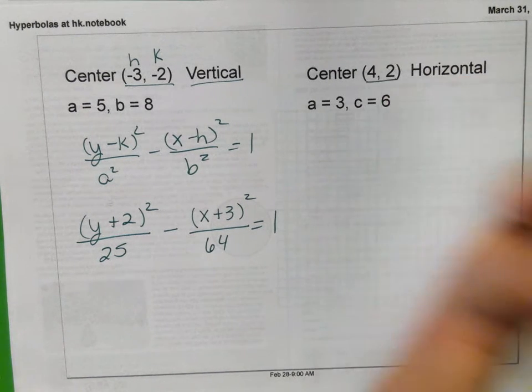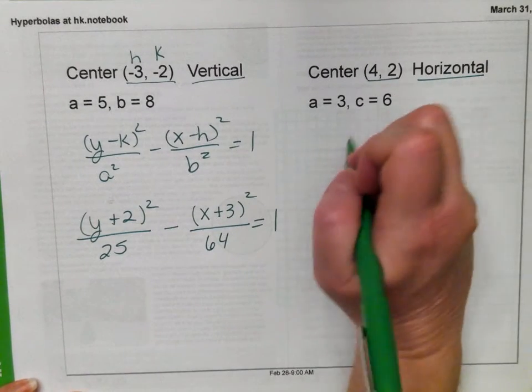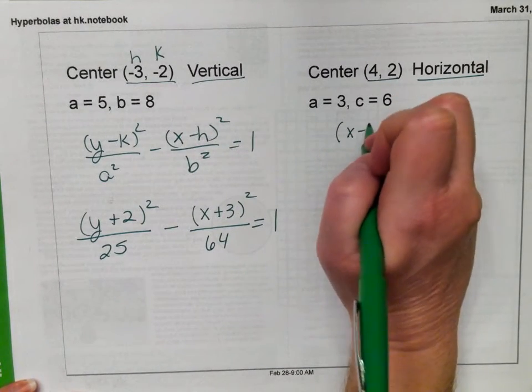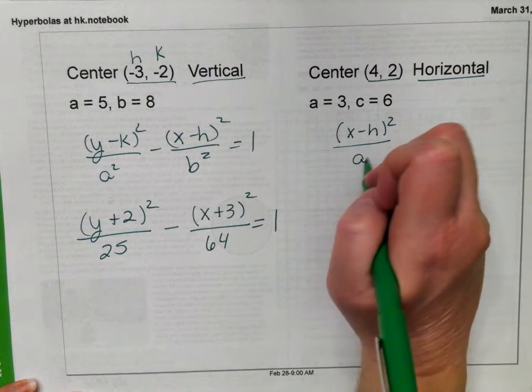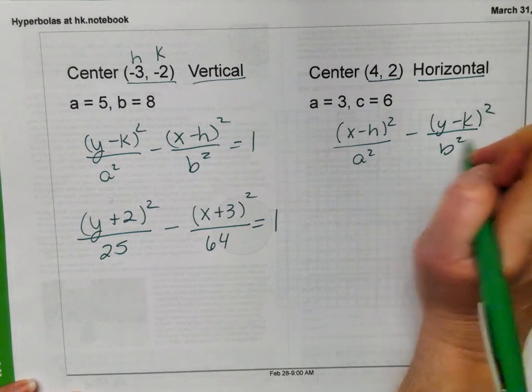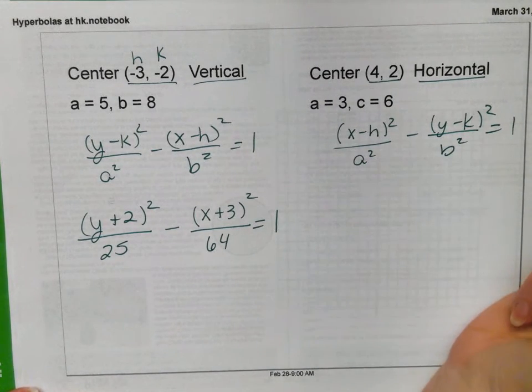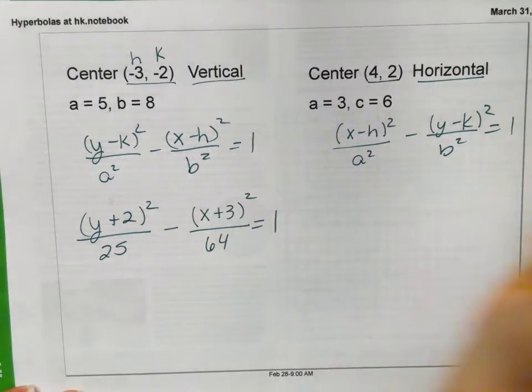This one, I know the center is at 8, 4, 2. This time I know it's horizontal, so I know my equation is (x minus h) squared over a squared minus (y minus k) squared over b squared equals 1. Again, h and k, or x and y, trade places in this one, not a and b.